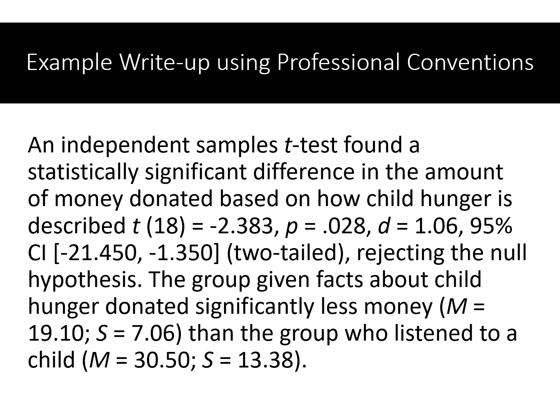So we would report the means and standard deviations, and we would italicize and capitalize the M for mean and the S for standard deviation. And you would present it for both groups as shown here. The group given facts about child hunger donated significantly less money with a mean of 19.1, standard deviation of 7.06, than the group who listened to a child with a mean of 30.5 and a standard deviation of 13.38.